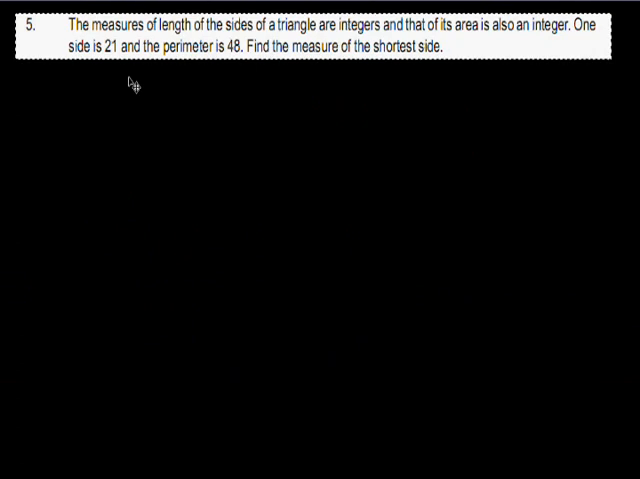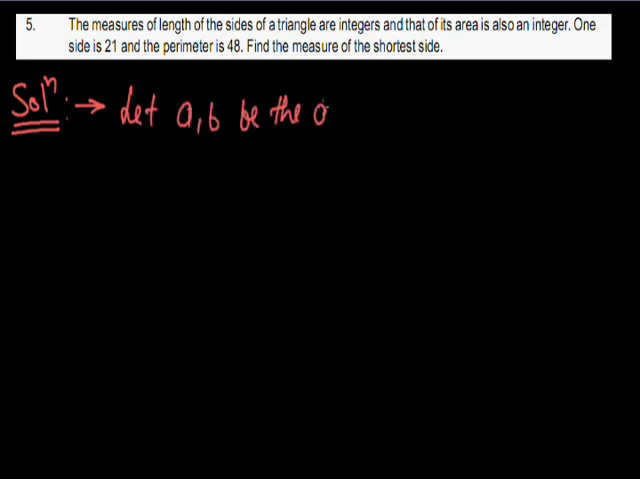The solution of this question can be given as follows. We are given that the lengths of the sides of a triangle are integers, and its area is also an integer. One side is 21 and the perimeter is 48. Find the measure of the shortest side. We know the measure of one side of the triangle is 21. Then let us suppose the other two sides are A and B. Let A and B be the other two sides of the given triangle.